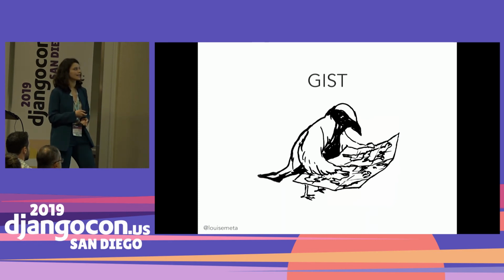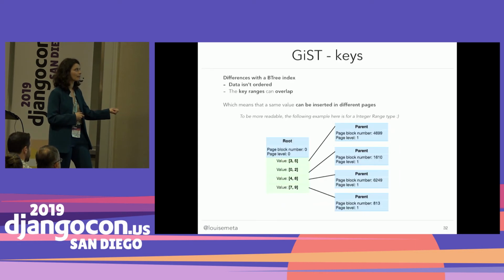Gist is an index that is a little bit weird because it is a framework. You could write your own Gist index for your own data if you have time and patience. If you look into it, and there are articles on my blog about this, there's a list of functions that you could implement for any data type that you would have, and that would give you a Gist index.